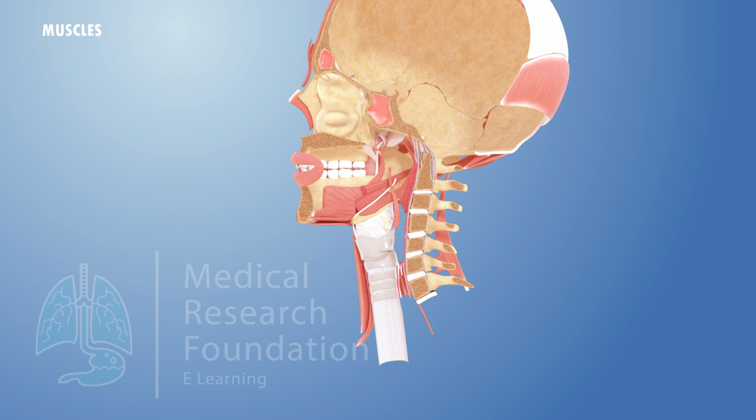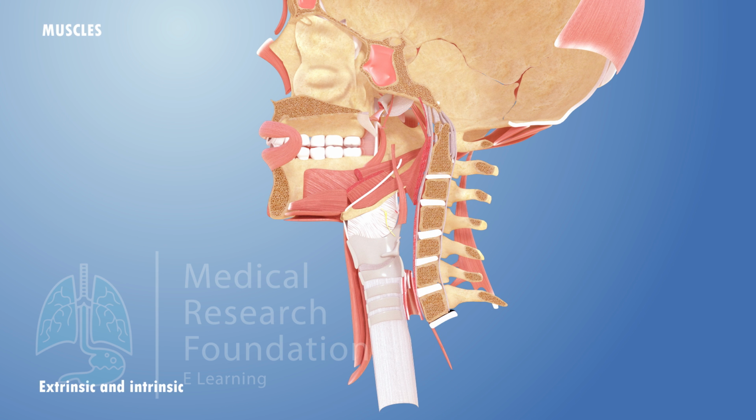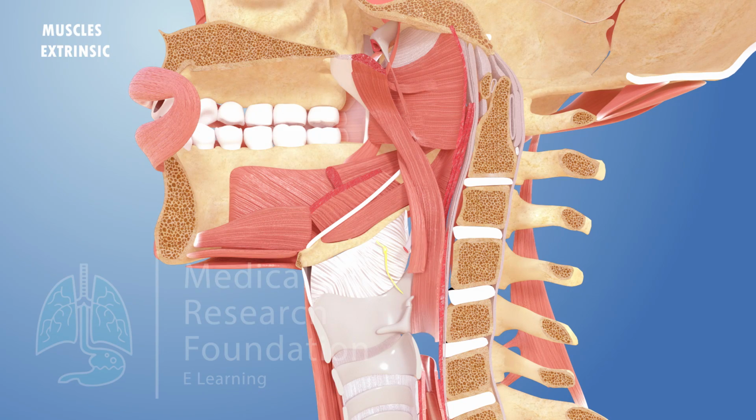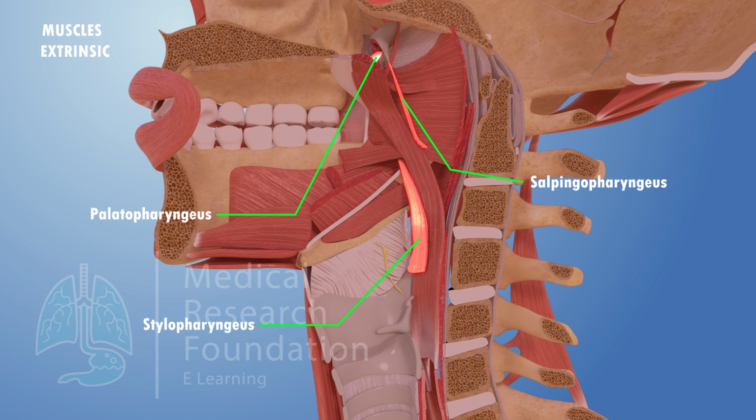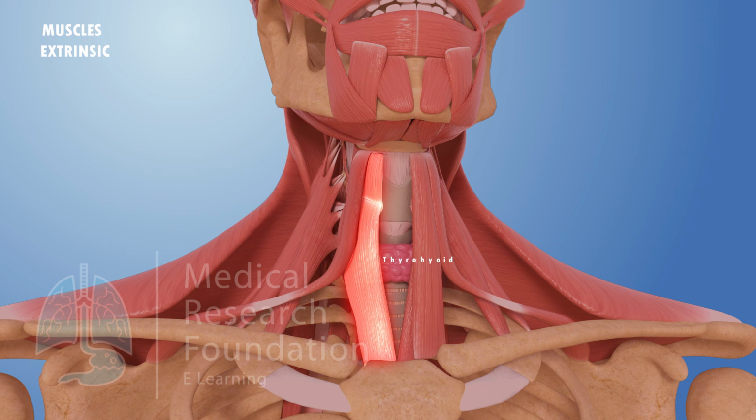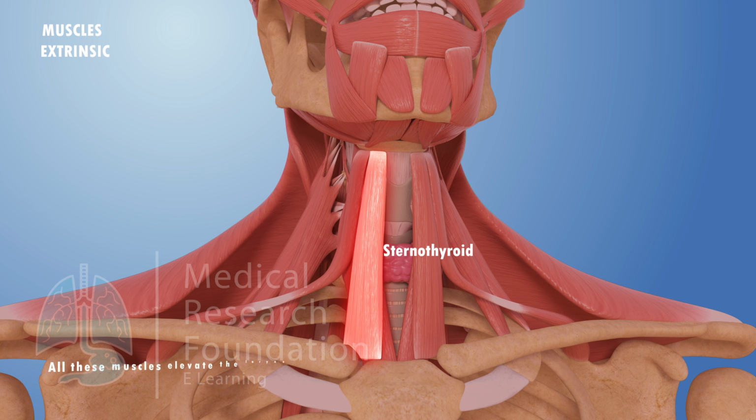Muscles. They are of two types, extrinsic and intrinsic. Extrinsic muscles attach the larynx to the surrounding structures and are responsible for the movement of the larynx as a whole. All the extrinsic muscles are paired and include palatopharyngeus, salpingopharyngeus, stylopharyngeus, thyrohyoid, sternothyroid. All these muscles elevate the larynx except sternothyroid, which depresses the larynx.